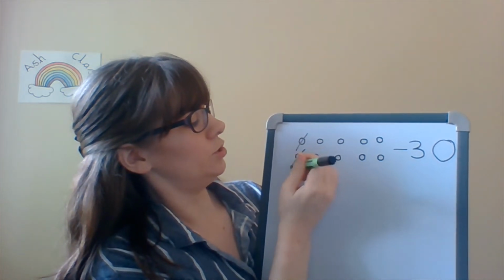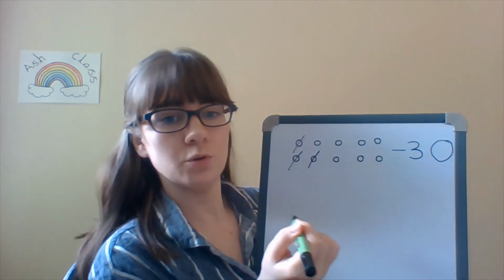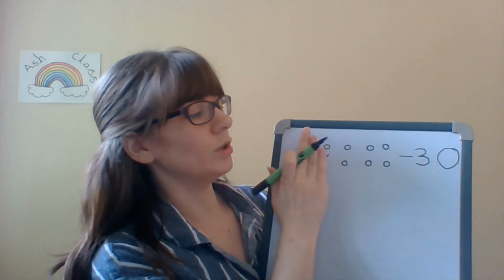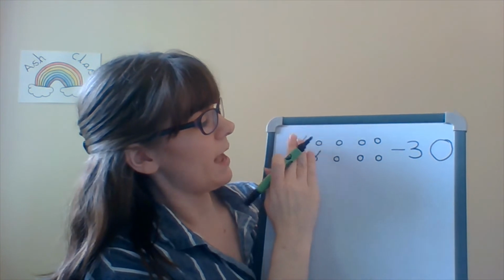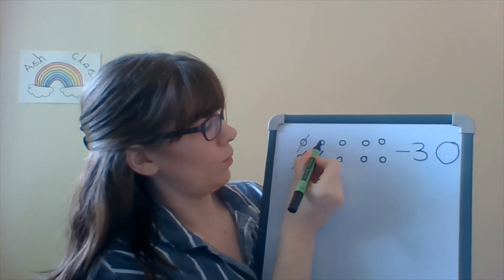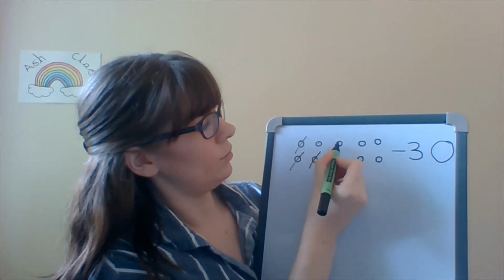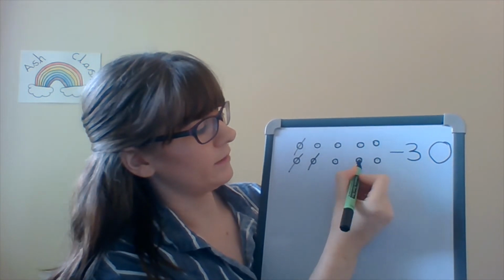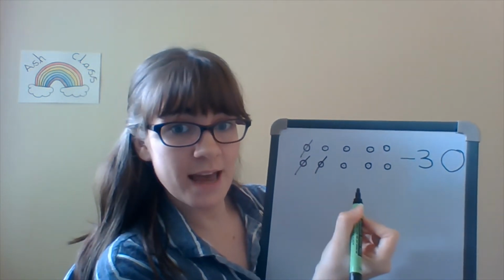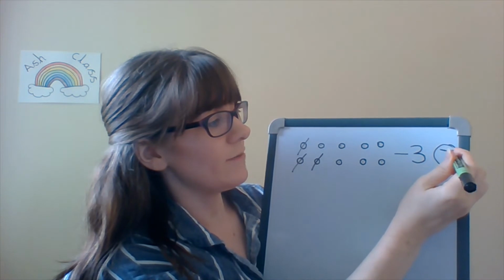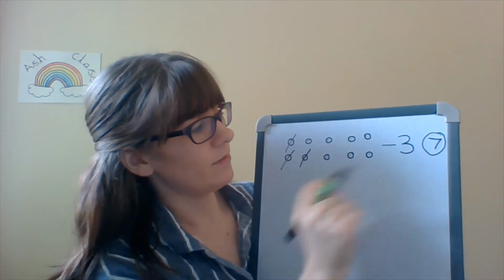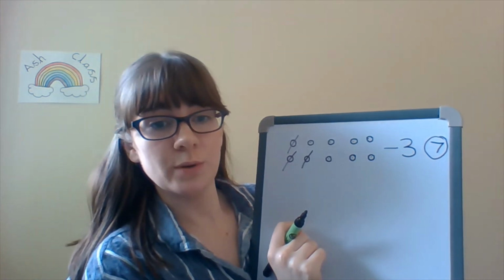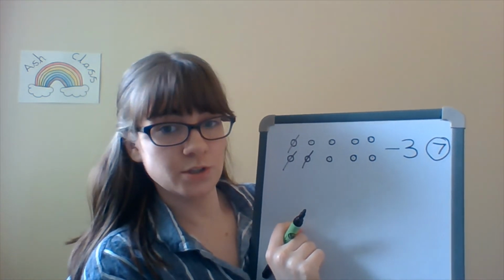1, 2, 3. You can cross them off if you like, that's fine. You could cover them over, you could do what you like, you could cover them with counters or something. Take away 3. How many do I have left now? 1, 2, 3, 4, 5, 6, 7. There's 7 animals left. So I'm going to put 7 in my little answer box there, my little answer circle. 7 left. You have got numbers all the way up to 20, so they do get quite big.